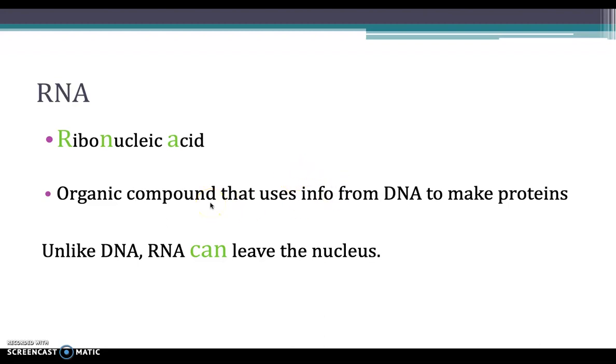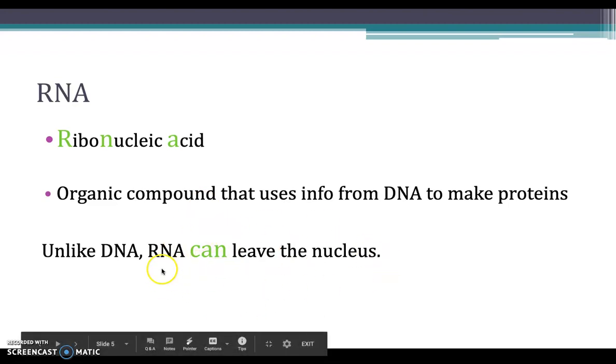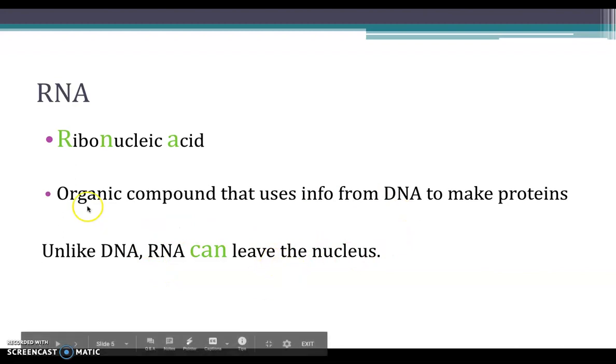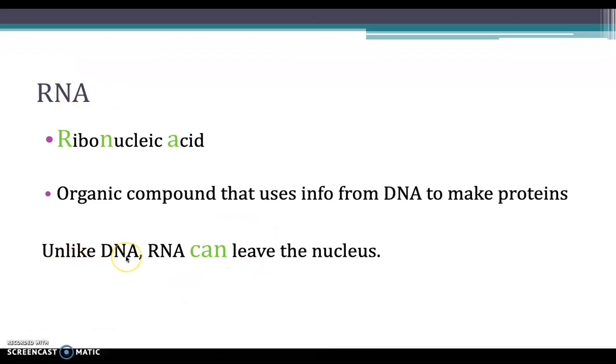Now, RNA has one purpose, and one purpose only. Its purpose is to make proteins. It is the protein maker. That is its function in our cells. That's its full-time job. And unlike DNA, RNA can leave the nucleus, and that's really important when we look at how these RNA structures make proteins. So DNA is stuck in the nucleus. RNA can escape. It can leave.